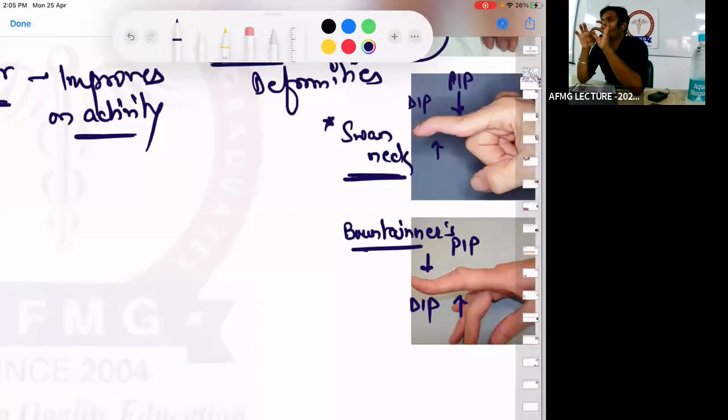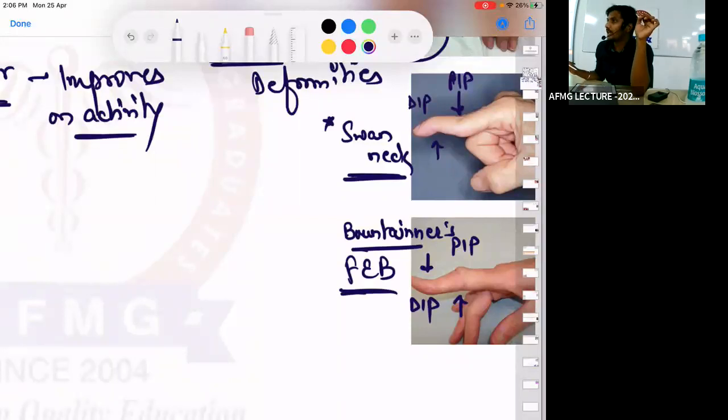Flexion at PIP joint it is. Mountaineer. Flexion at PIP joint it is. Flexion at DIP joint it is. No issues with this. Mnemonic अगर चाहिए तो PEP mnemonic याद रख लो. Okay. Flexion at PIP, extension at DIP, mountaineer's deformity.